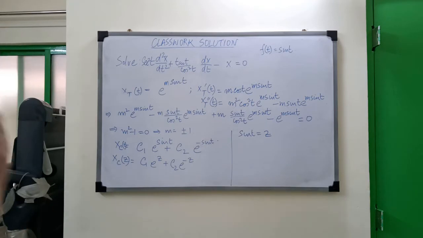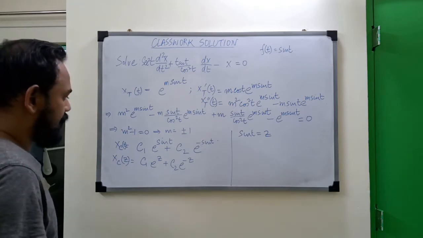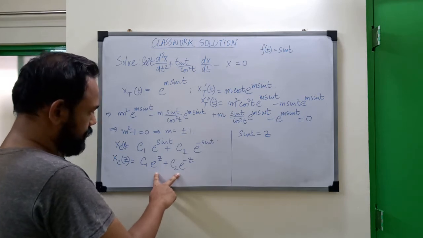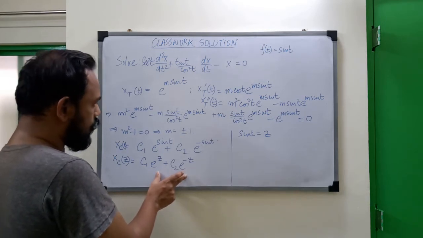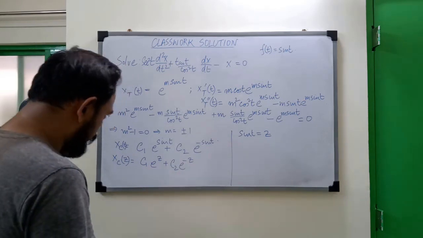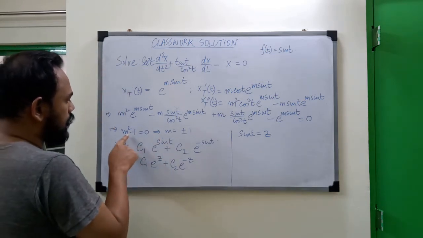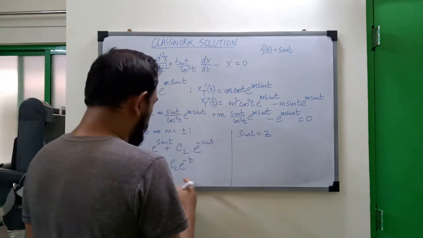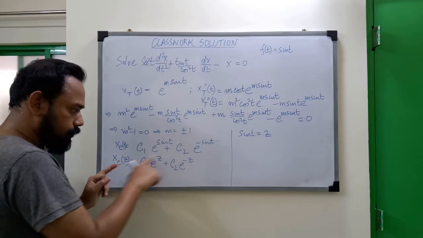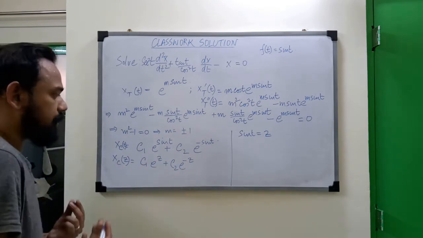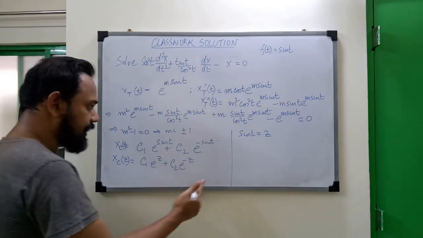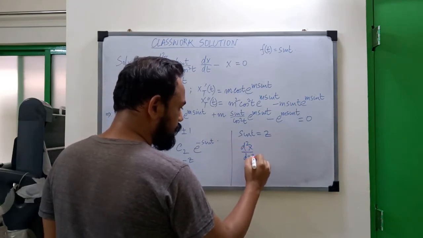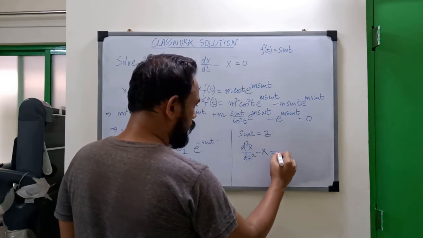In other words, these two are the complementary functions, these two are the homogeneous solutions of a differential equation whose auxiliary equation has roots plus 1 and minus 1. So the differential equation whose complementary function should be this is going to be d2x dz2 minus x equals 0.